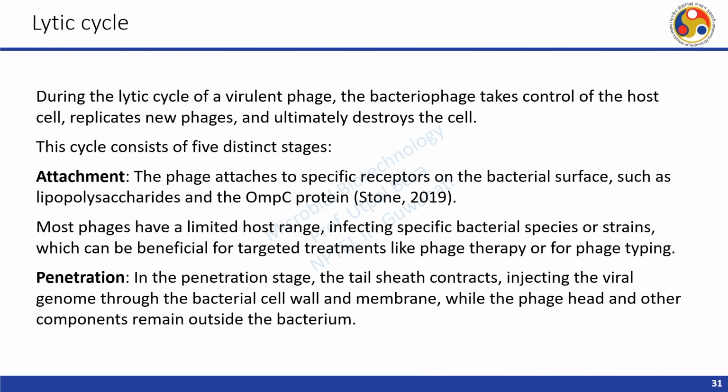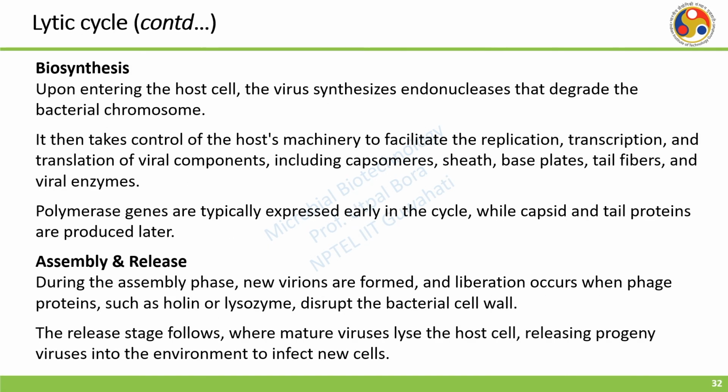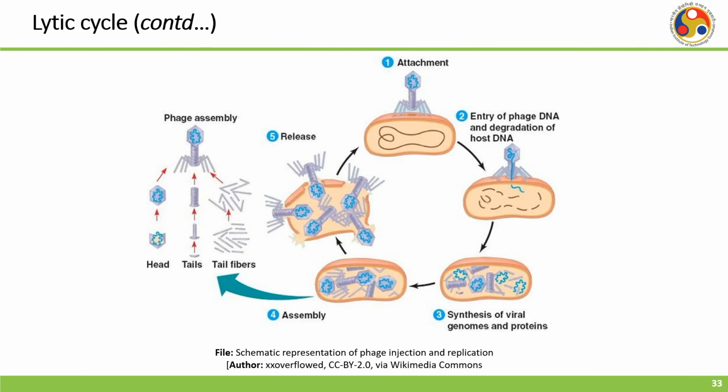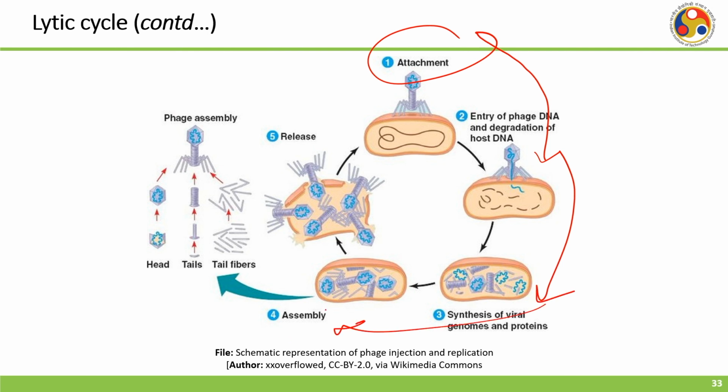This cycle consists of 5 distinct phases which we have discussed at length earlier, which include the attachment phase, then the penetration phase, and then biosynthesis, and then finally assembly and release. So, overall, starting from the attachment, we go to the penetration phase, and then the biosynthesis phase, and the assembly, and then finally release.